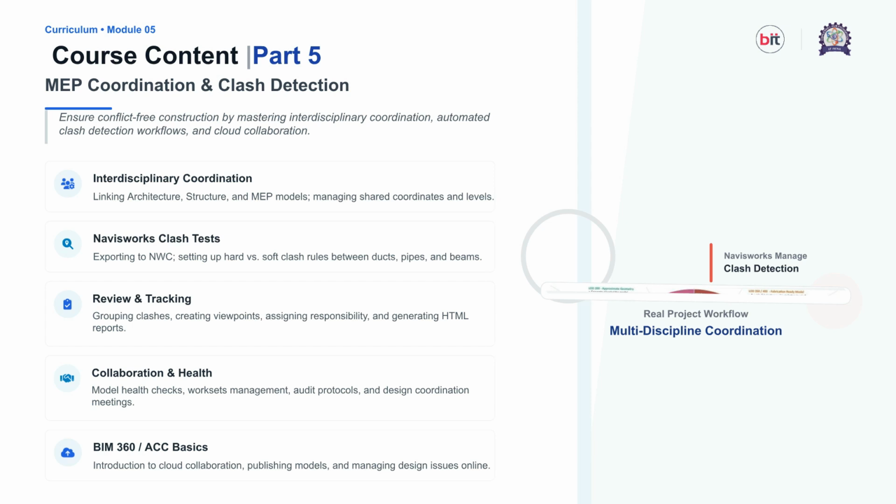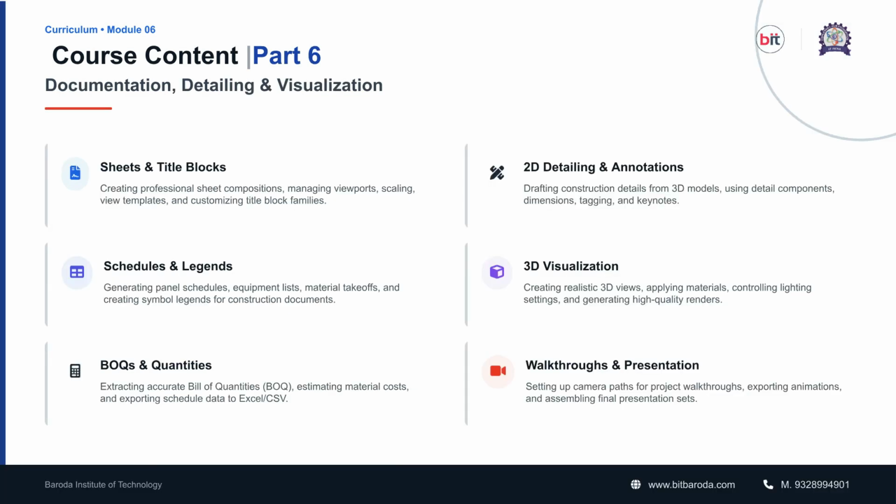Module 5 is dedicated to MEP coordination and clash detection. Learn interdisciplinary coordination, setting up Navisworks clash tests, reviewing and tracking issues, and mastering collaboration and model health checks, including BIM 360 basics. Module 6 covers documentation, detailing, and visualization. You will create professional sheets and title blocks, generate schedules and legends, calculate bills of quantities, and create 2D details, 3D visualizations, and project walkthroughs.